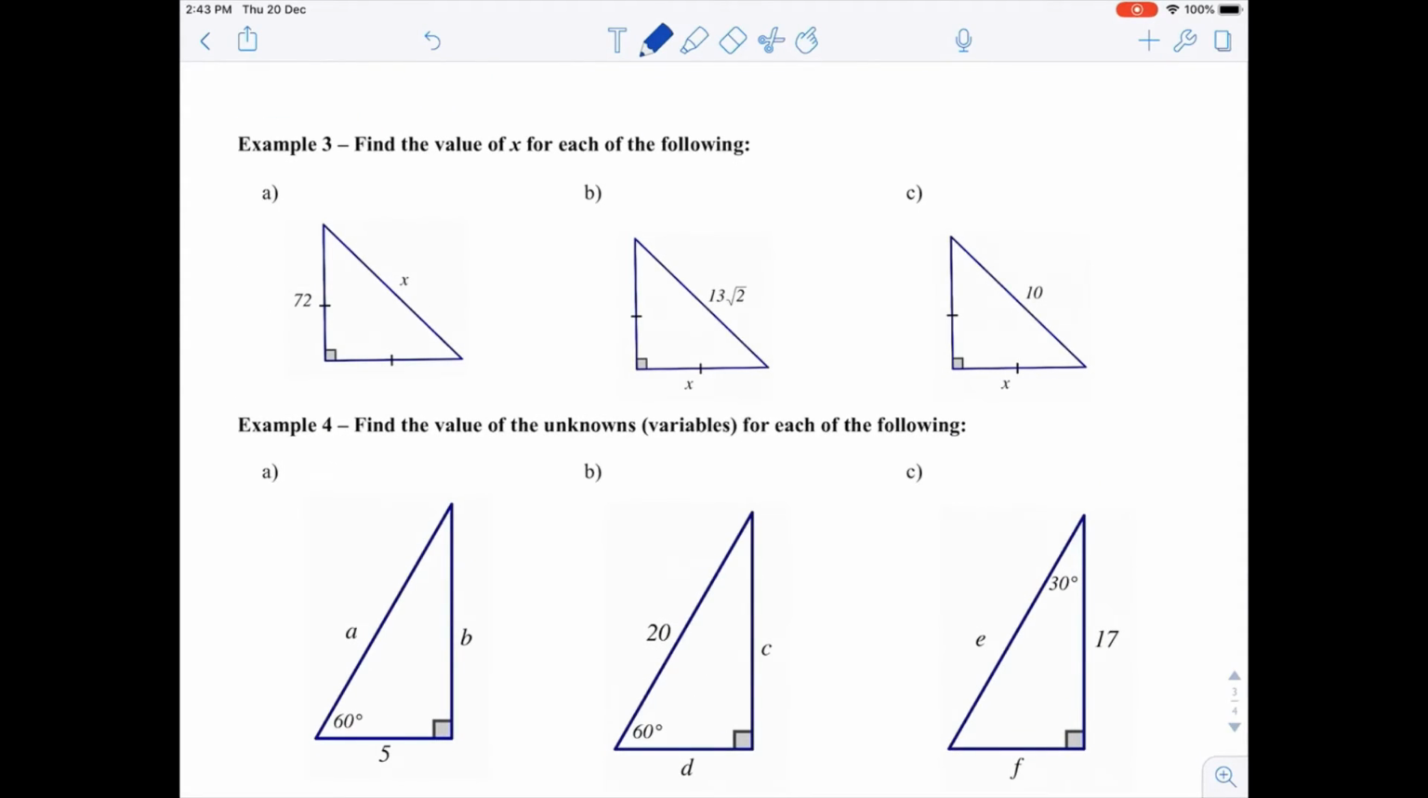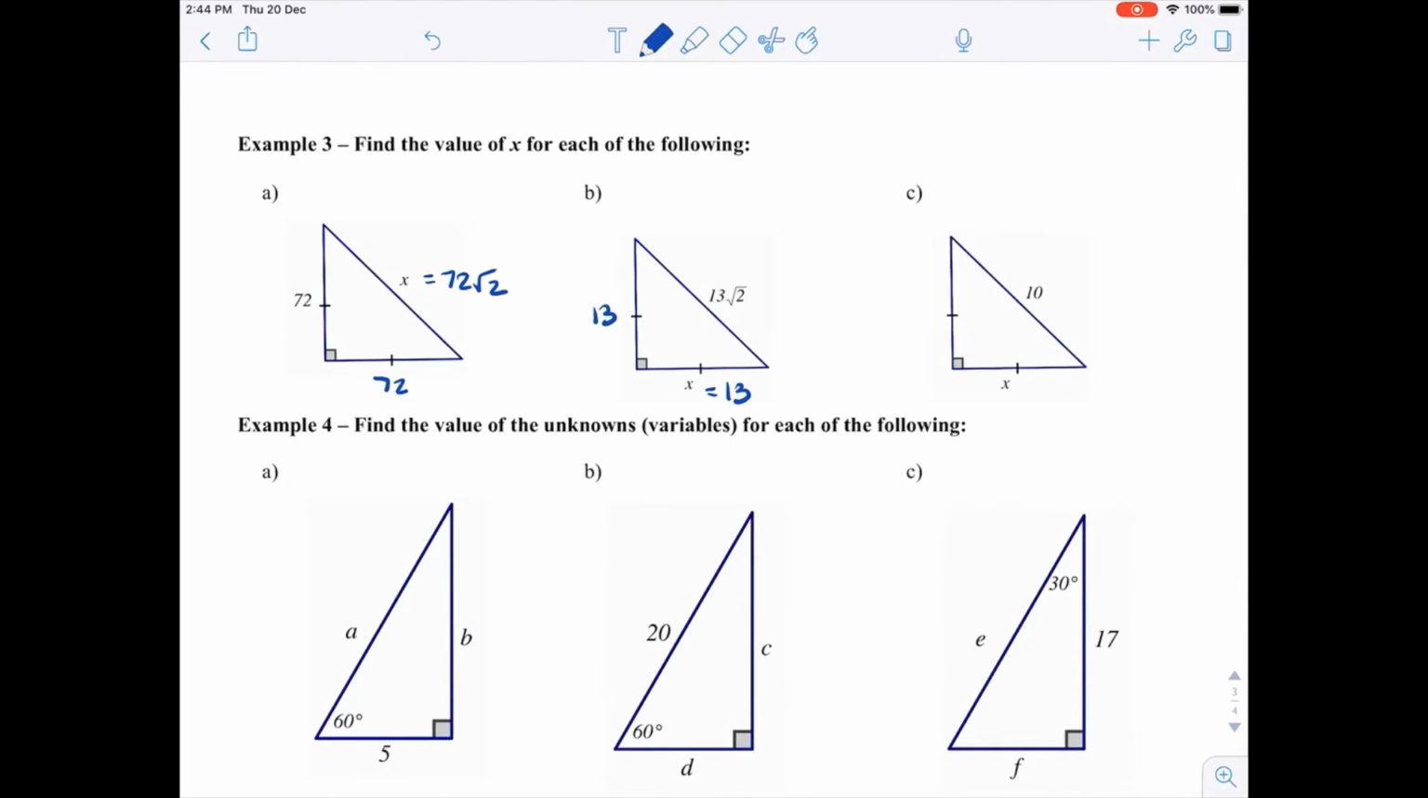So looking at example 3a, I notice that this is an isosceles right triangle. So this leg also has to be 72, and then the hypotenuse would have to be 72 radical 2. In the second example, they give us the hypotenuse is 13 radical 2, which just tells us then that the legs are going to be 13.